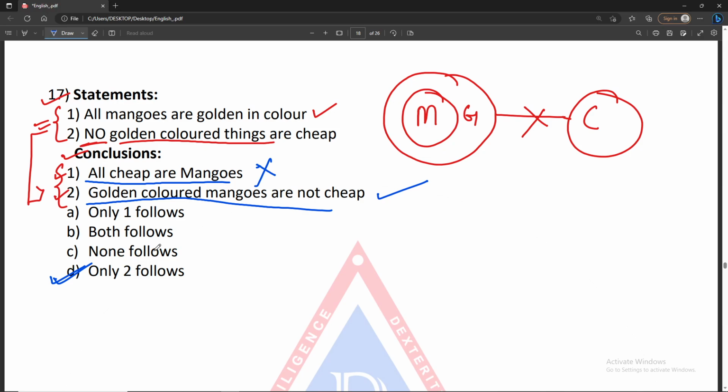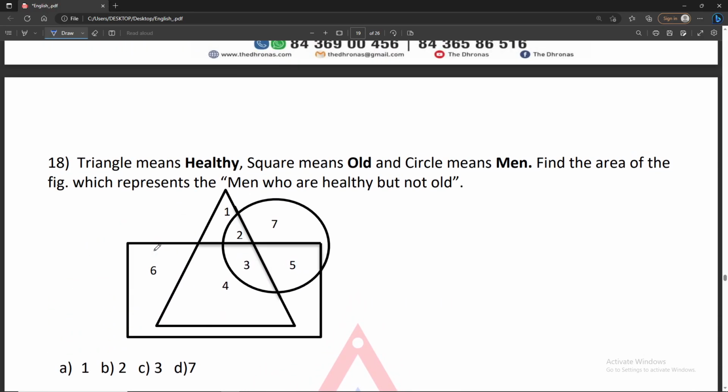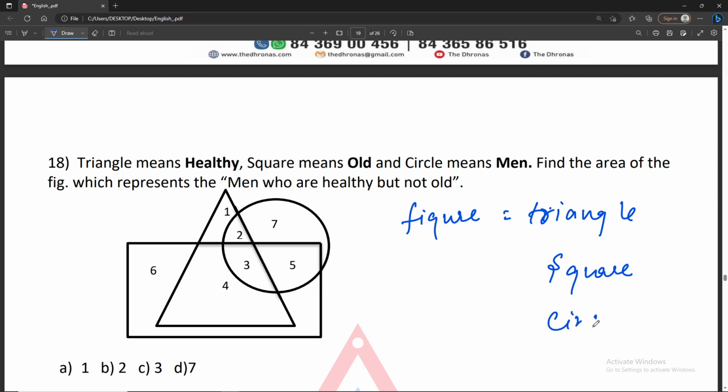Okay, let's go to the next question. So the next question states triangle. Here are 3 figures given: a triangle, a square, and a circle, and some have numbers in it. So what does it mean? The triangle means healthy. That means the whole triangle part is healthy.